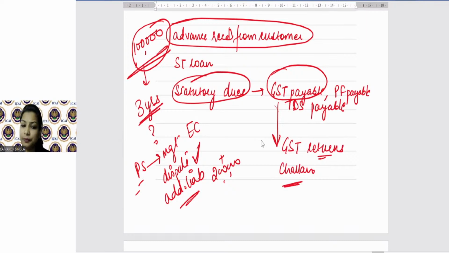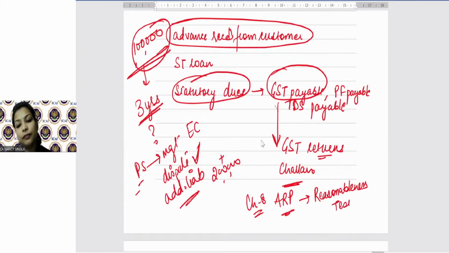What else? See, you all have done chapter number 8, analytical review procedures. There, if you remember, you must have done a reasonableness test. So the auditor can always perform a reasonableness test. What it is in detail, we will study.